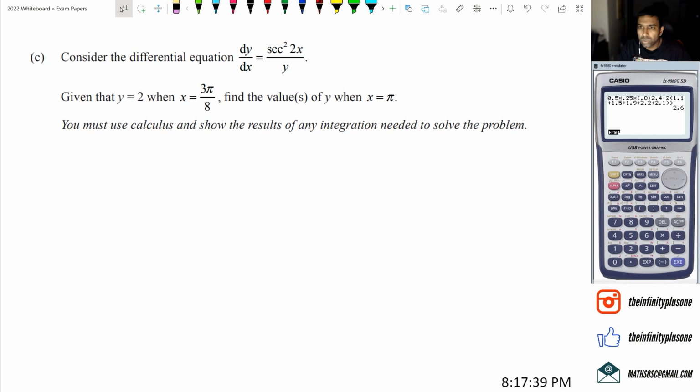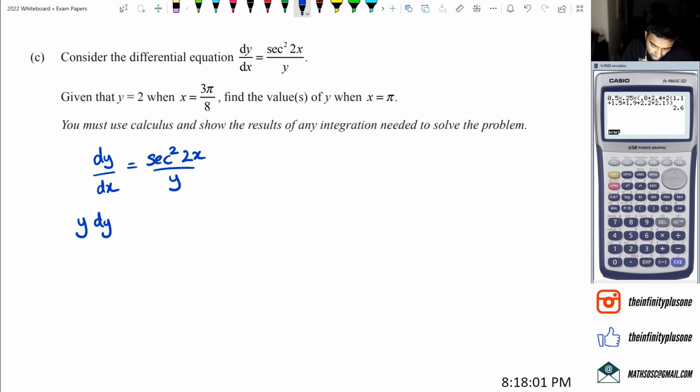Okay, so with question 3C, what we've got is a differential equation. With differential equations, the first thing you want to do is bring all the y's to one side and all the x's to the other side. So we've got dy dx equals sec squared 2x over y. Cross multiply this, so we get y dy equals sec squared 2x dx. All right, with that in mind, we're going to integrate both sides.